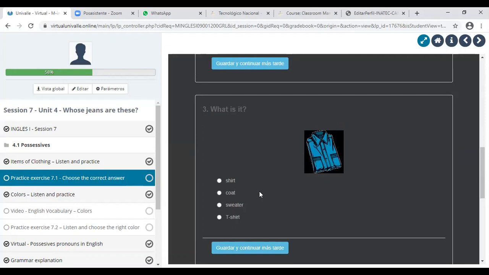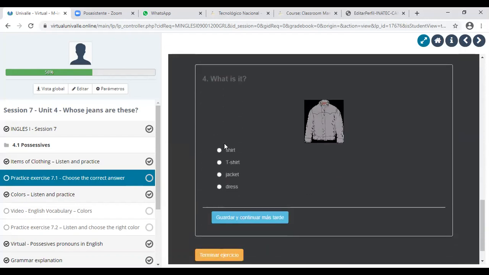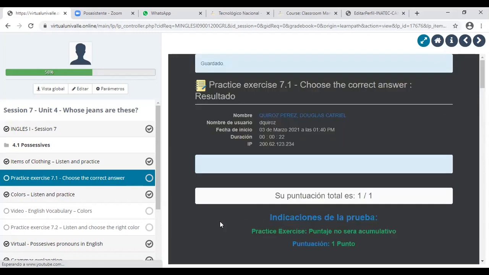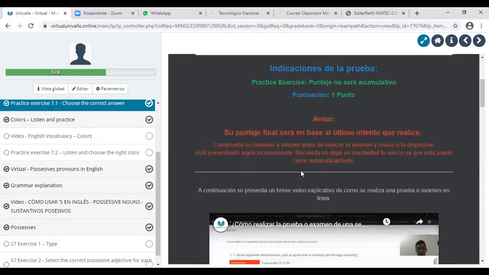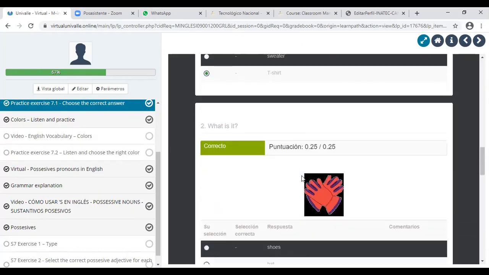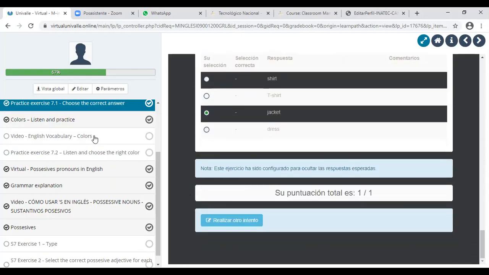And number three, what is it? It's a shirt. And number four, what is it? That is a jacket. Okay, now we're going to submit our answers and we are going to make sure if they are right or wrong, okay? So it means number one, correct. Number two, good. Number three, excellent. Number five, very good.